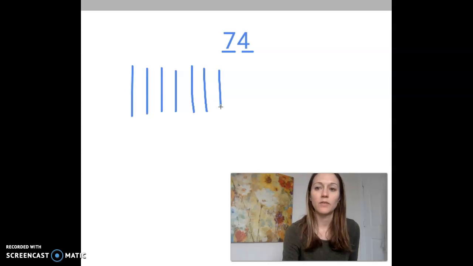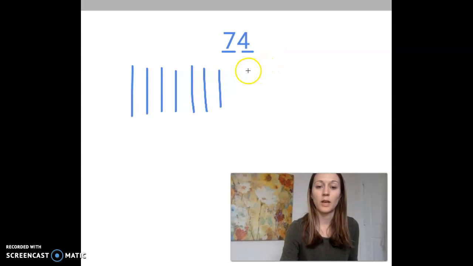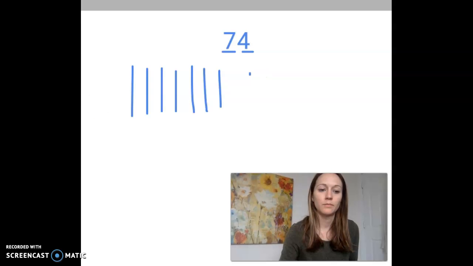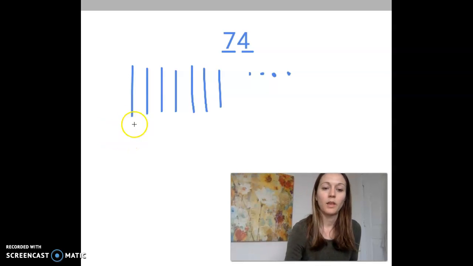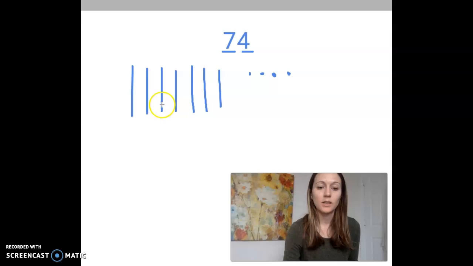Right, and then in the number 74, how many ones do I have? Right, there should be 4, so count with me. 1, 2, 3, 4. I can double check my number by counting it back. So if you can, please count with me. 10, 20, 30, 40, 50, 60, 70. Pause because we know we need to switch to ones. So I'm at 70, 71, 72, 73, 74.